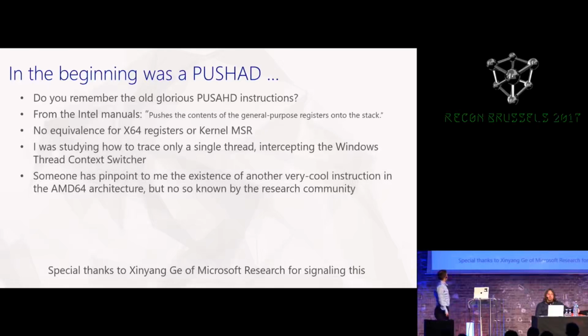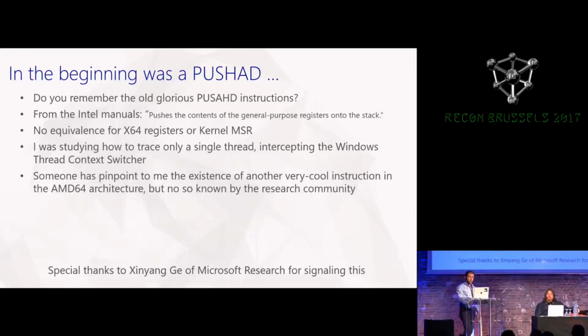When I was doing this, I was manually saving all the model-specific registers in an external buffer. But someone pointed out to me the existence of another very cool instruction that is not known by the research community, but is very useful. Do you remember the old pushad instruction in the x86 architecture? Basically, what it does is push all the general purpose registers onto the stack directly, using only one instruction.